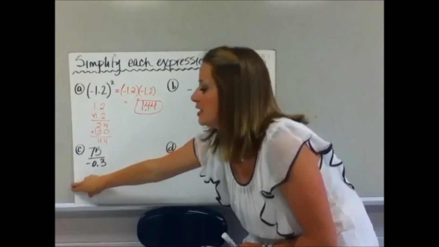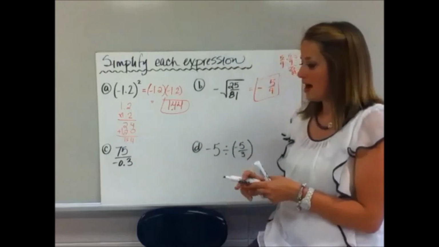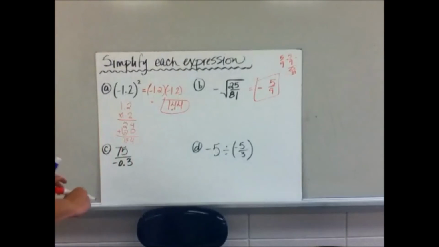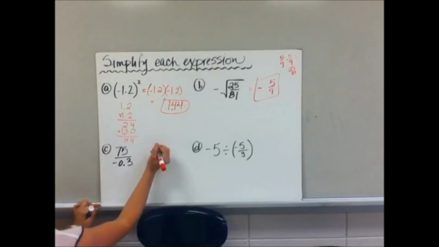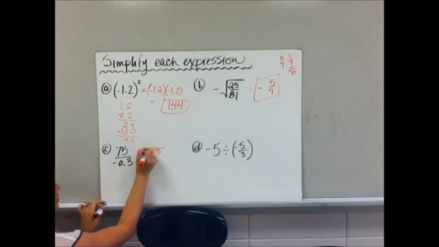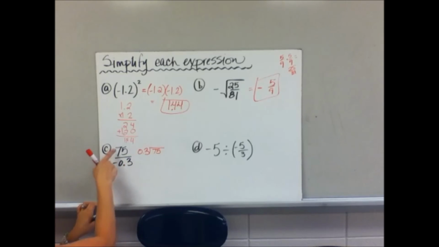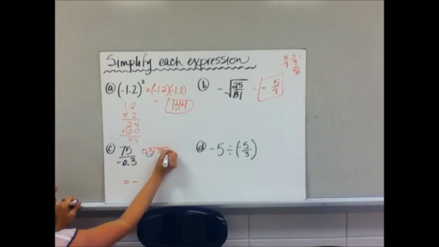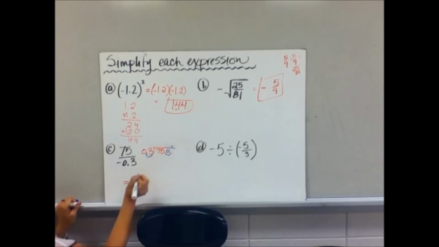Looking at practice C, 75 divided by negative 0.3. Go ahead and set that up into your division box. The top number goes in the box. 0.3 goes on the outside. Let's deal with the negative. It's a positive divided by a negative, so I know my overall answer is going to be negative. I cannot divide by that decimal. I have to make it a whole number, so I'm going to move my decimal over one place. Go ahead and set that up there.